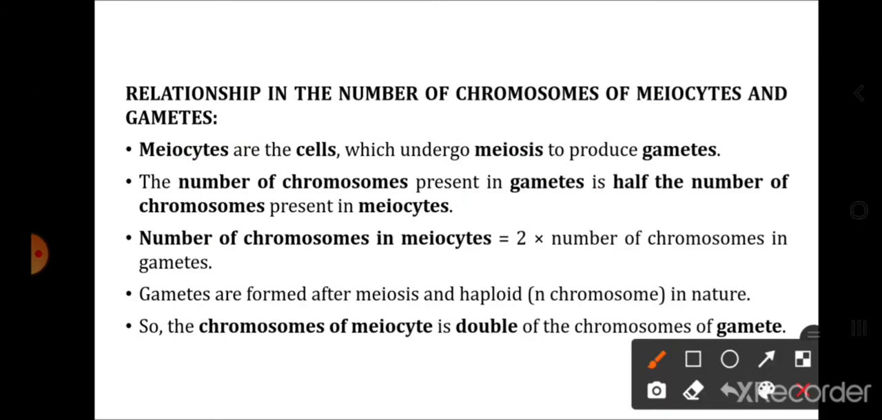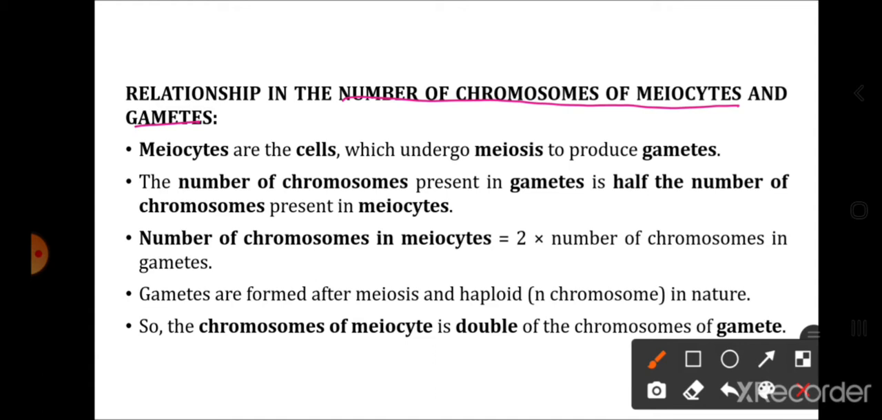Now what is the relationship between the number of chromosomes in meiocytes and gametes? So a very important relationship is there. It is the meiocytes which undergo the meiotic division to form the haploid gametes. Now as meiotic division is the reductional division, the number of chromosomes in the gamete will be half the number of chromosomes in the meiocytes. Are you getting my point?